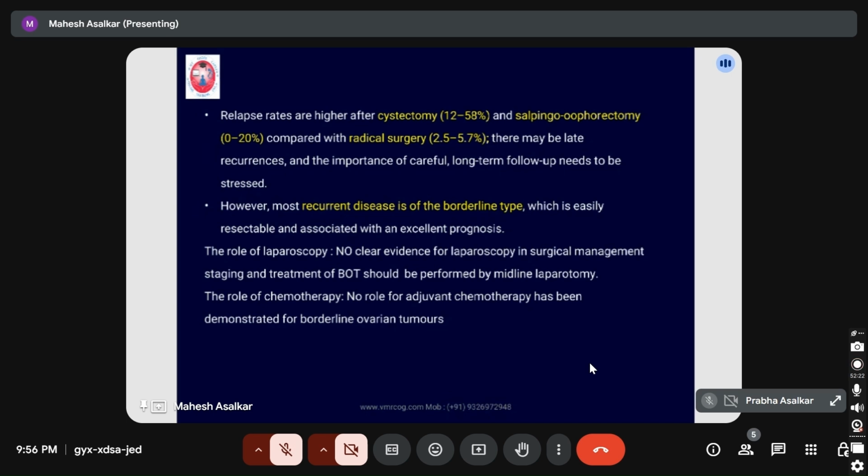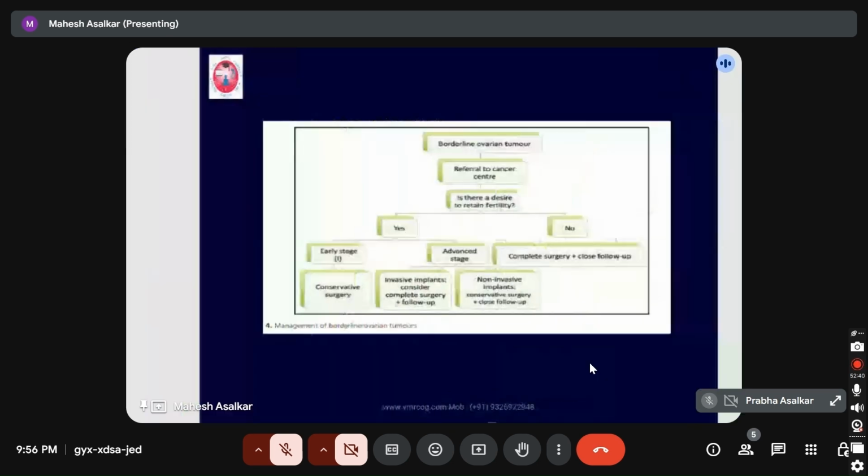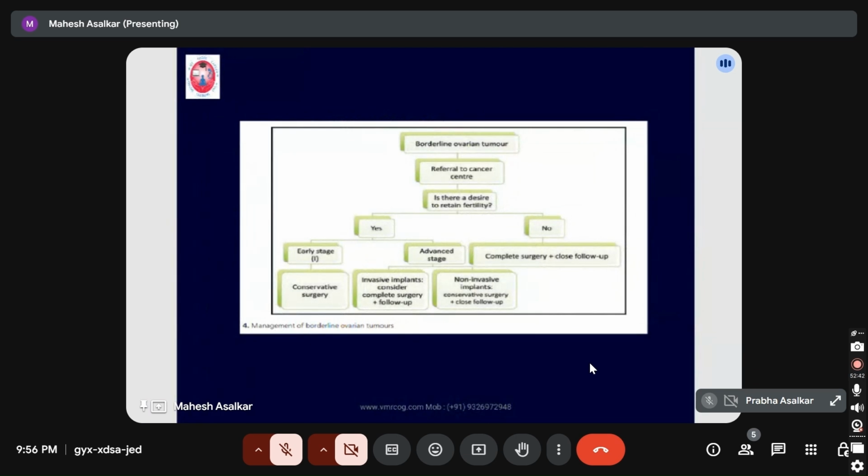There is no clear evidence for laparoscopy in borderline ovarian tumor in surgical management. Staging and treatment of borderline ovarian tumor should be performed by midline laparotomy. What is the role of chemotherapy? There is no role of adjuvant chemotherapy demonstrated for borderline ovarian tumors. Now look at this particular chart.